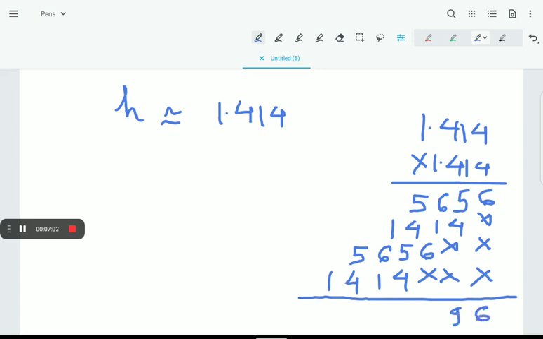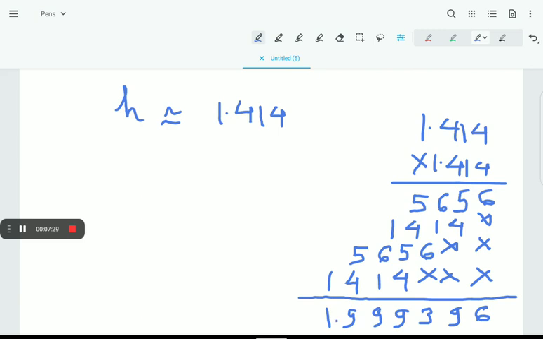6 plus 6 is 12, 12 plus 1 is 13, carry over 1. 4 plus 5 is 9, 9 plus 9 is 18, 18 plus 1 is 19, carry over 1. 6 plus 2 is 8, 8 plus 1 is 9, 4 plus 5 is 9, and 1. We have got 6 number of decimals, 1, 2, 3, 4, 5, 6.